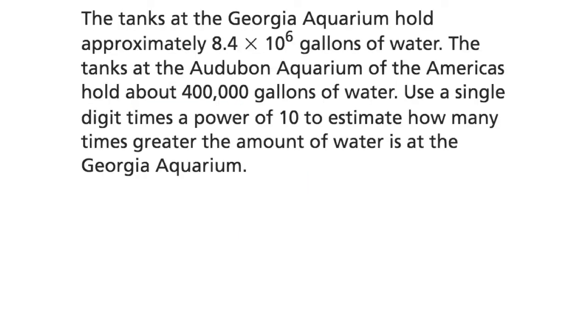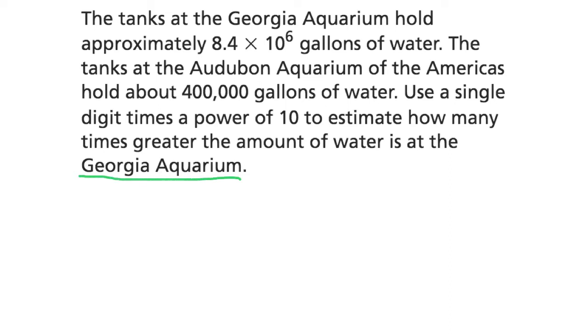The tanks at the Georgia Aquarium hold approximately 8.4 times 10 to the 6th power gallons of water. The tanks at the Audubon Aquarium of the Americas hold about 400,000 gallons of water. Use a single digit times a power of 10 to estimate how many times greater the amount of water is at the Georgia Aquarium. The Georgia Aquarium is the greater number.